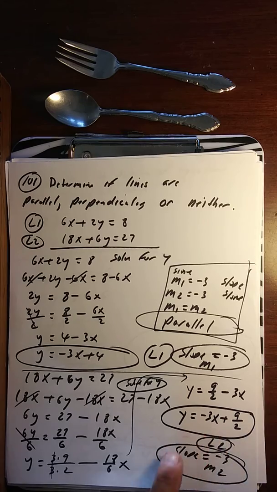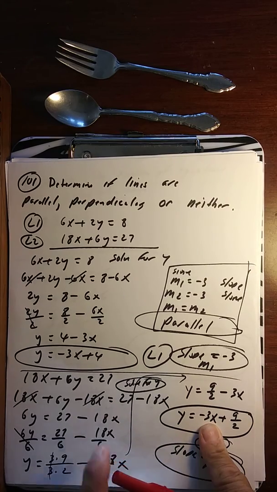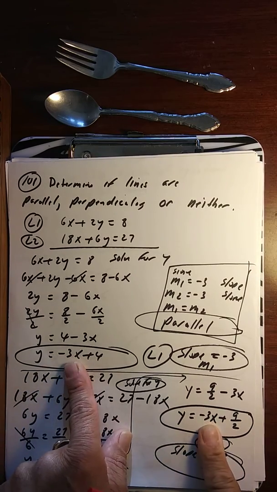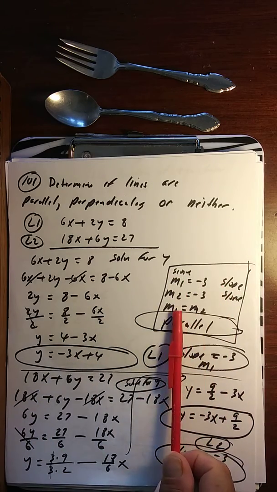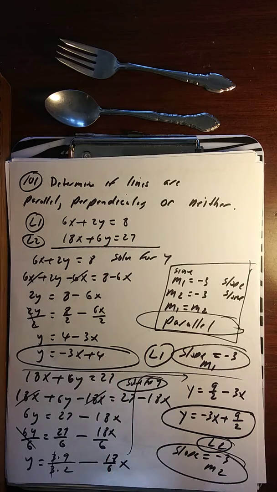Notice we have a negative 3 right here. And we have a negative 3 right there. The slopes are the same. So first slope, second slope are the same thing. So the slopes are the same. That means that these lines are what? Parallel.